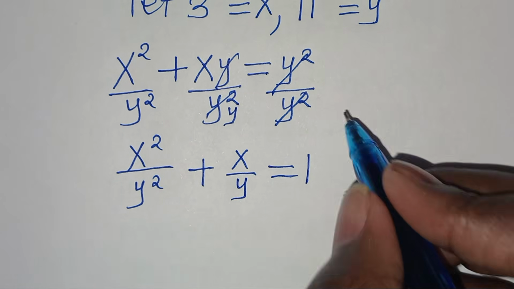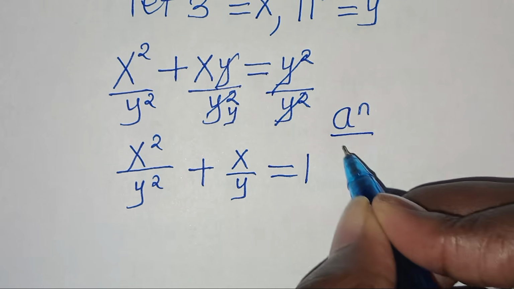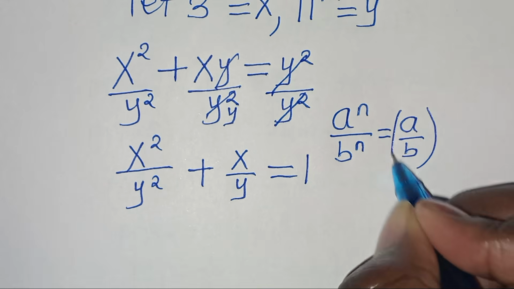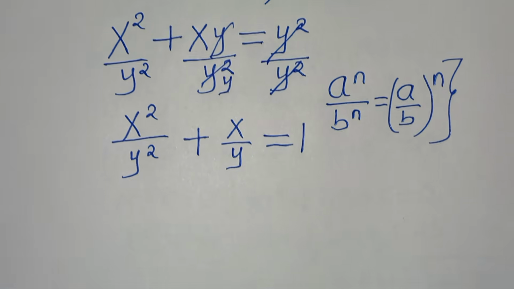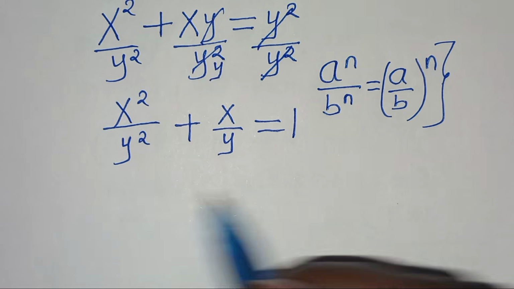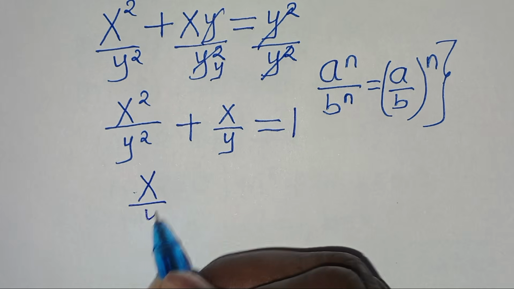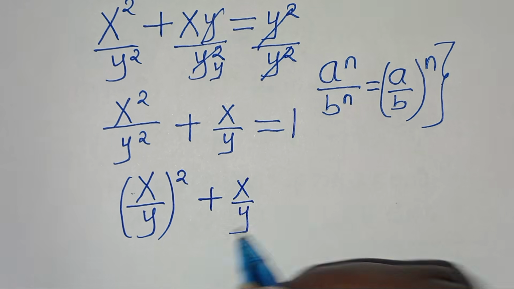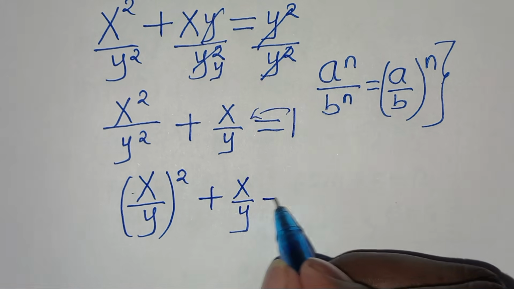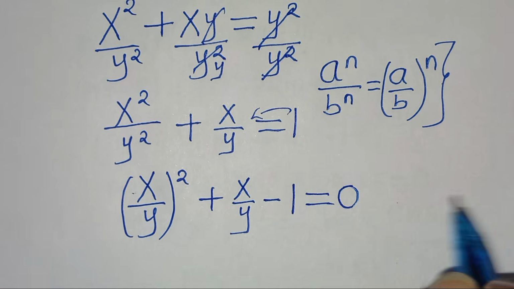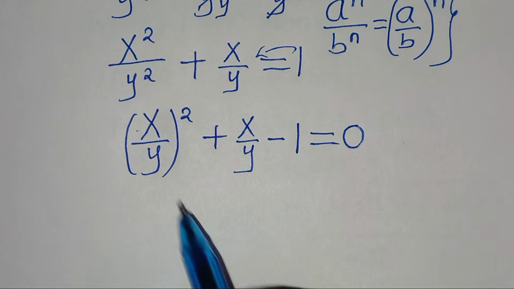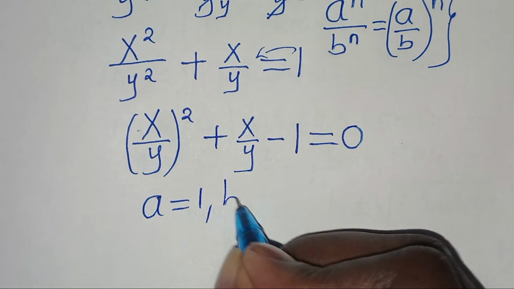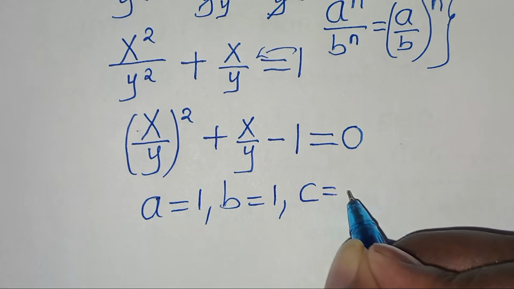x squared over y squared is in the form of a^n divided by b^n, which we can express as (a over b) raised to the power of n. Applying this exponent property, we have (x over y)^2 plus x over y. Let's take 1 to the left hand side, so this is minus 1, equal to 0. Now, we form a quadratic equation where a is equal to 1, b is equal to 1, and c is equal to minus 1.